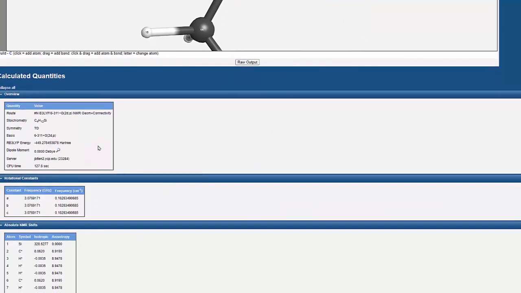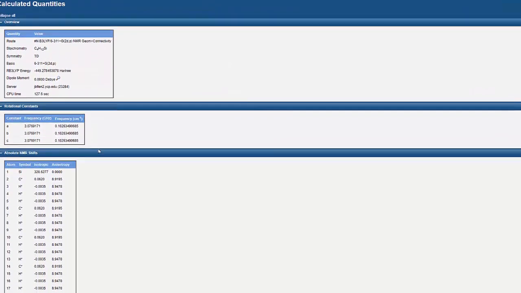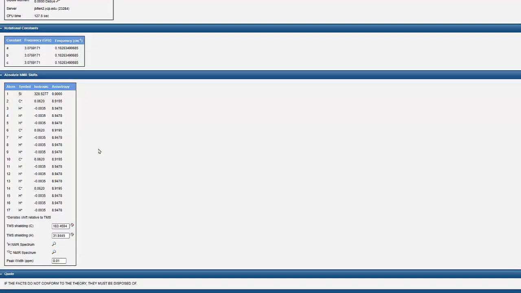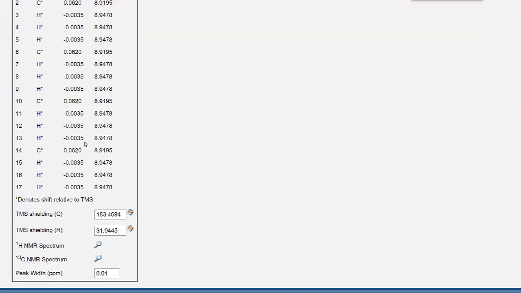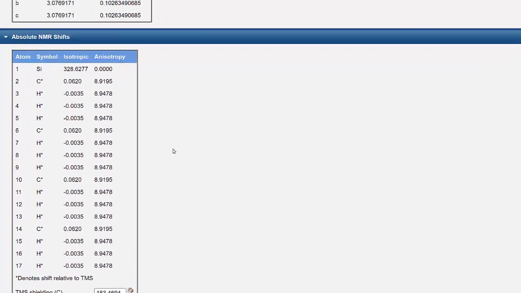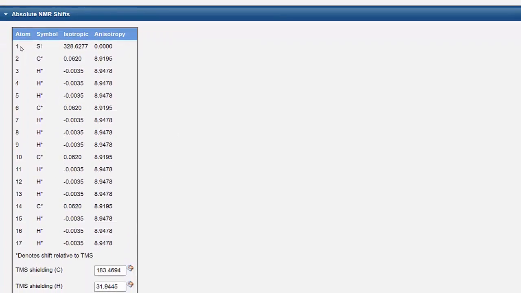If you look at the raw output from a Gaussian calculation like this, we can see it reports the energy and so forth. But there's a table here of absolute NMR shifts. I'm going to blow that up so you can see it a little better. It goes through and lists, atom by atom, what the isotropic shielding would be. And these numbers for carbon and hydrogen are all almost identically equal to 0.